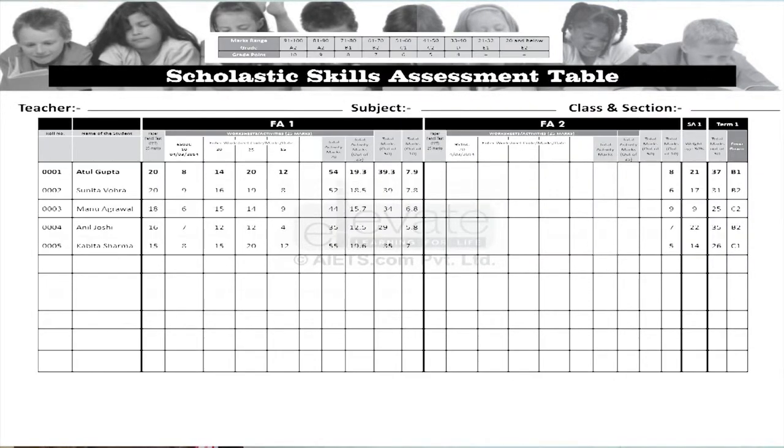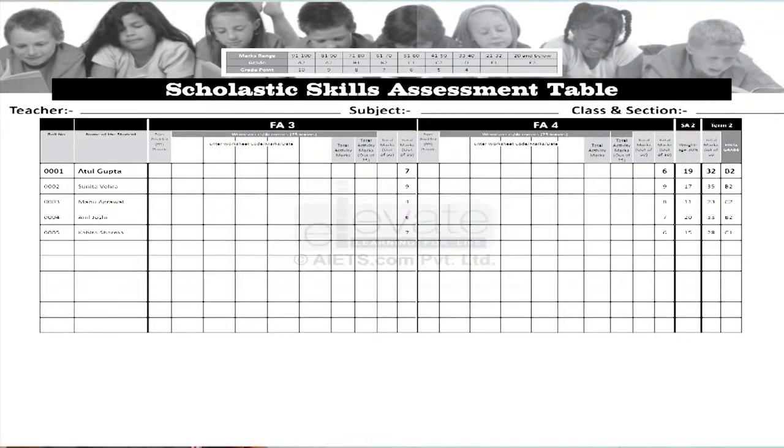Here this is term 1. Now move to term 2, FA3, FA4, SA2. FA3 he gets 7, as we saw earlier when we were calculating. Then in FA4 he gets 6 out of 10. For summative assessment number 2 he gets 19 marks, as we did earlier, and then he gets 32 marks out of 50. So this way he gets B2 for term 2. Now this way we have done our scholastic scores recording.